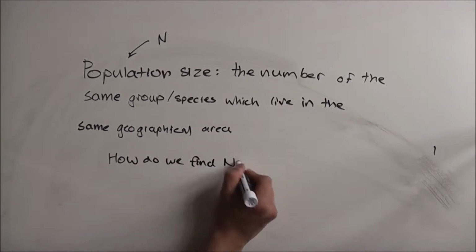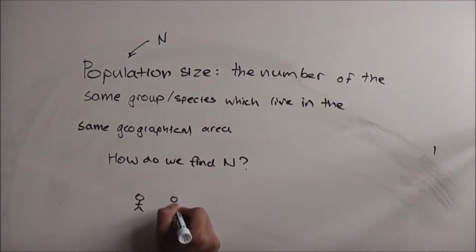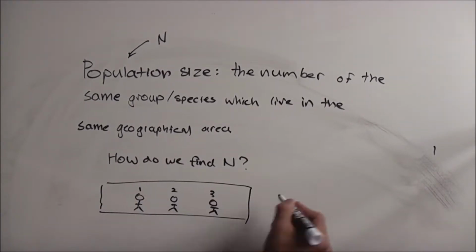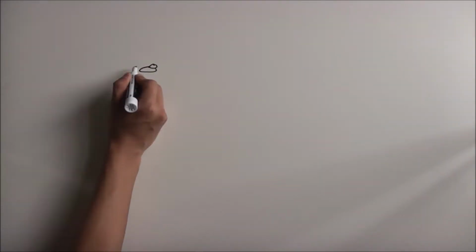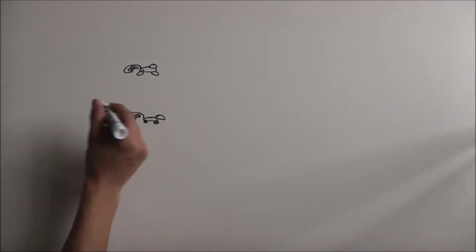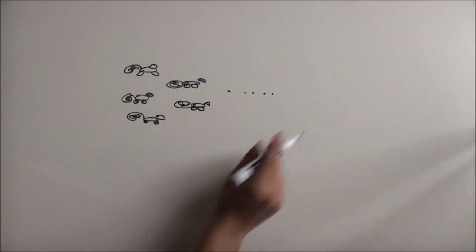So how do we actually go about solving for n? Well, it's really simple. We just have to go out and count the number of species that live within the area. But sometimes finding the population size can be a challenge. For example, if you wanted to find the population size of squirrels that live in the Greater Toronto Area, it would take some time to count each squirrel one by one.